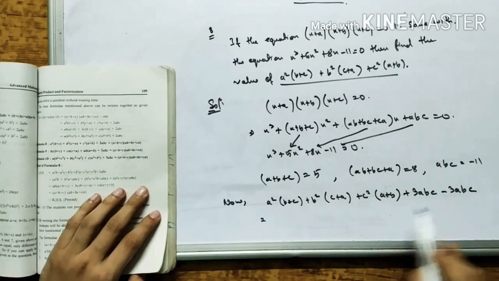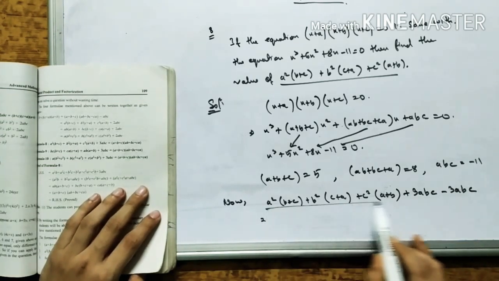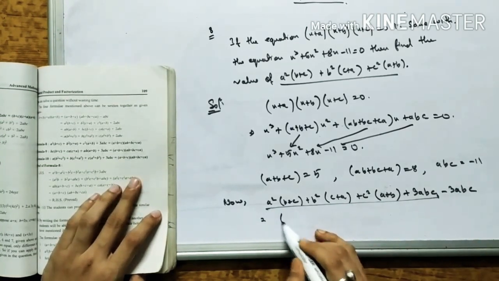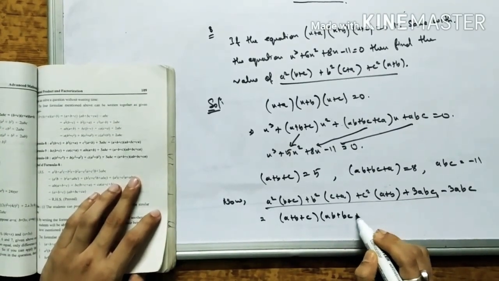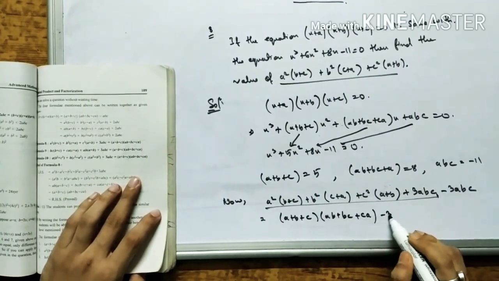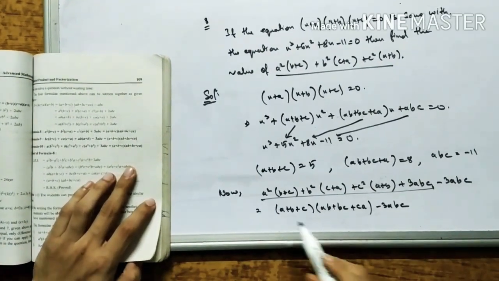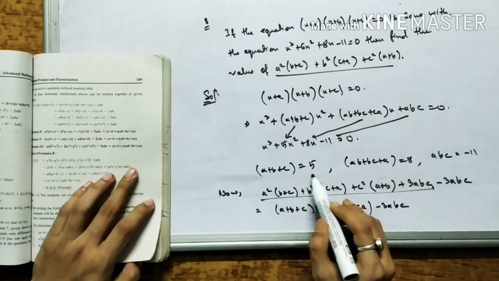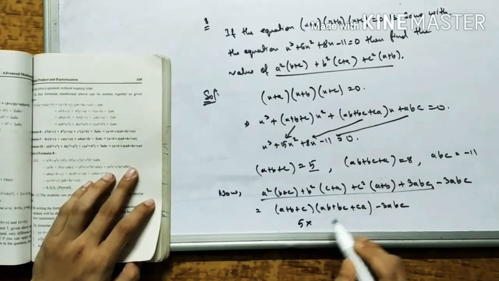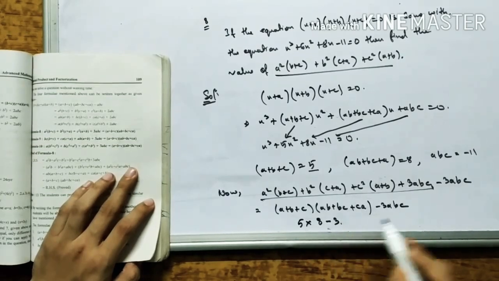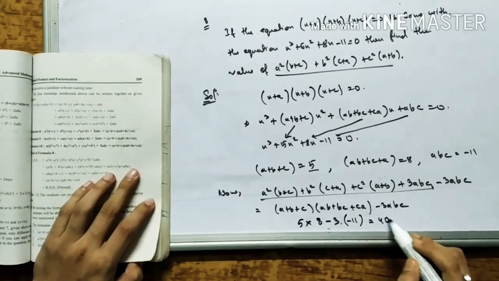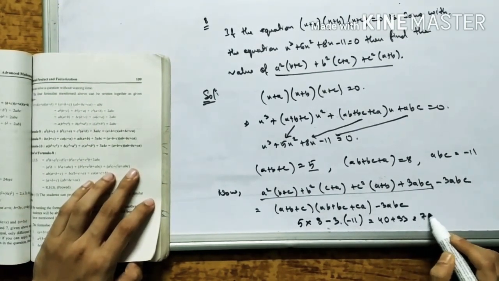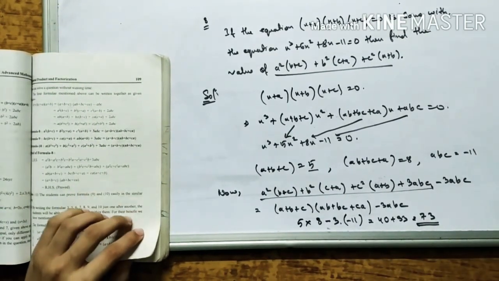Up till here there is a formula, which is (a + b + c)(ab + bc + ca) minus 3abc. Now a plus b plus c is 5, so this is 5 into 8, minus 3 into abc, which is minus 11. So this is 40 plus 33, which equals 73. So this is the answer.